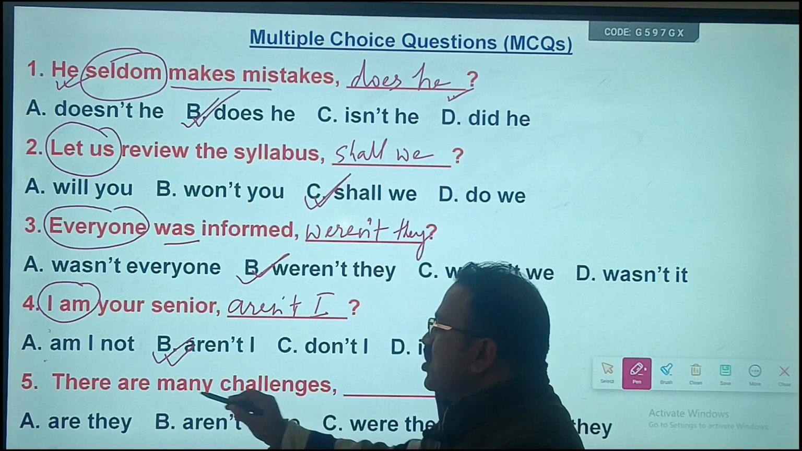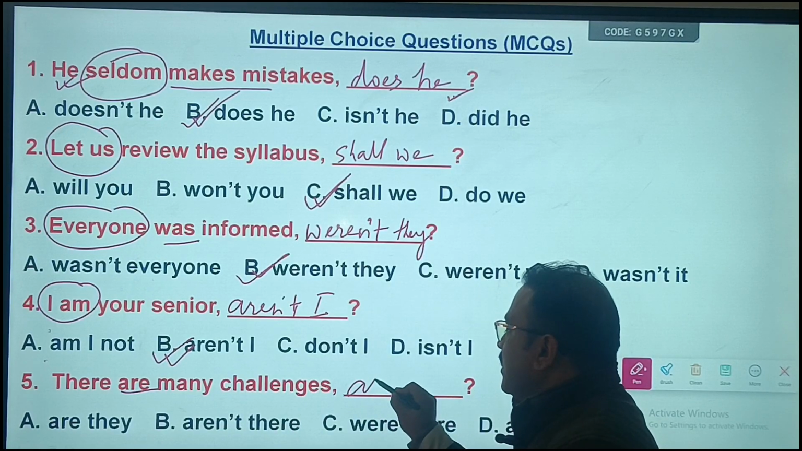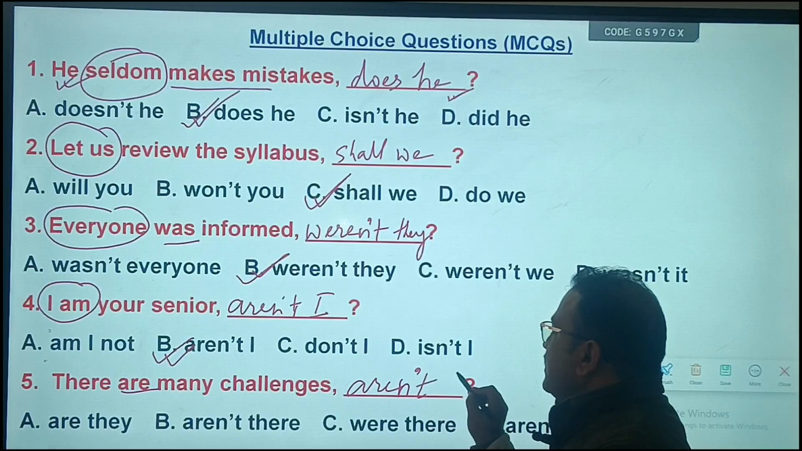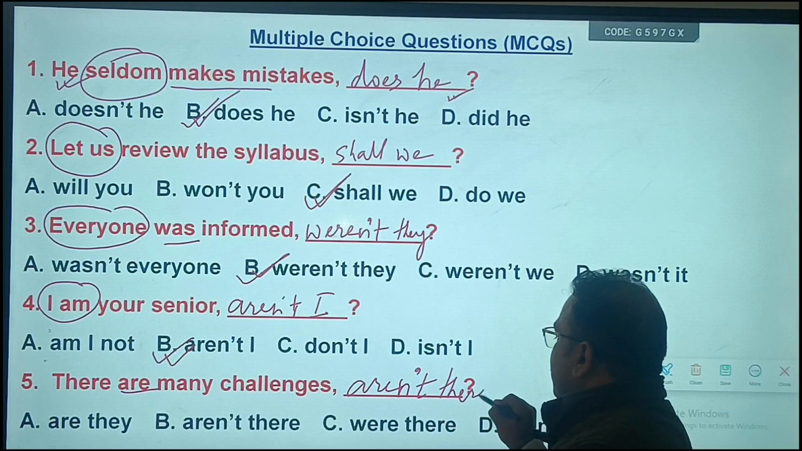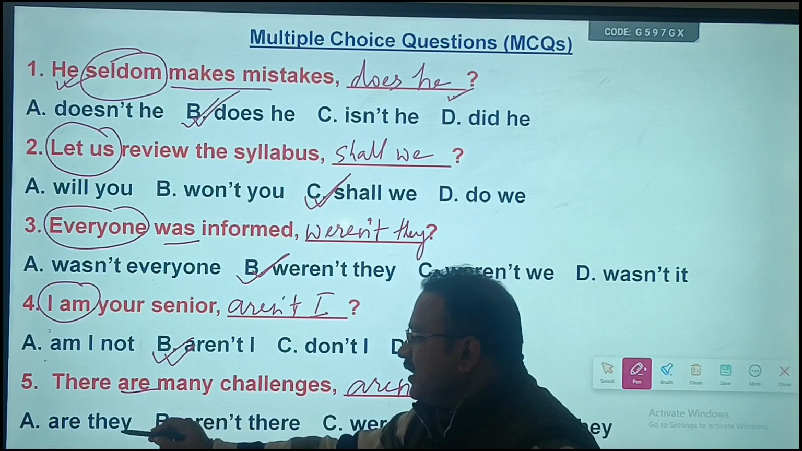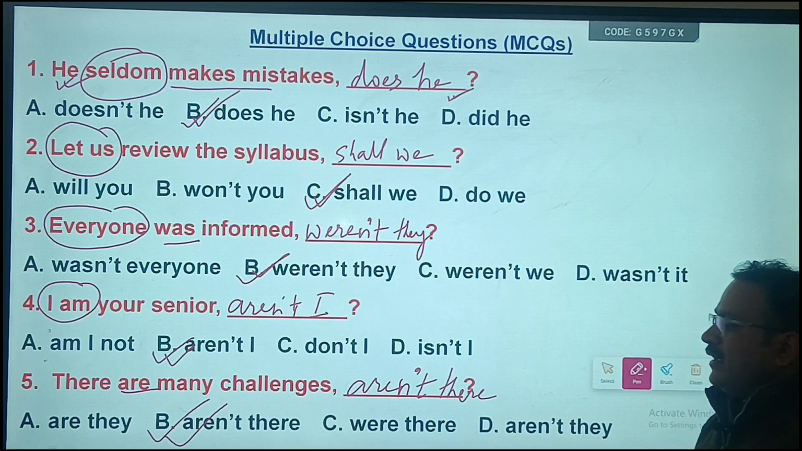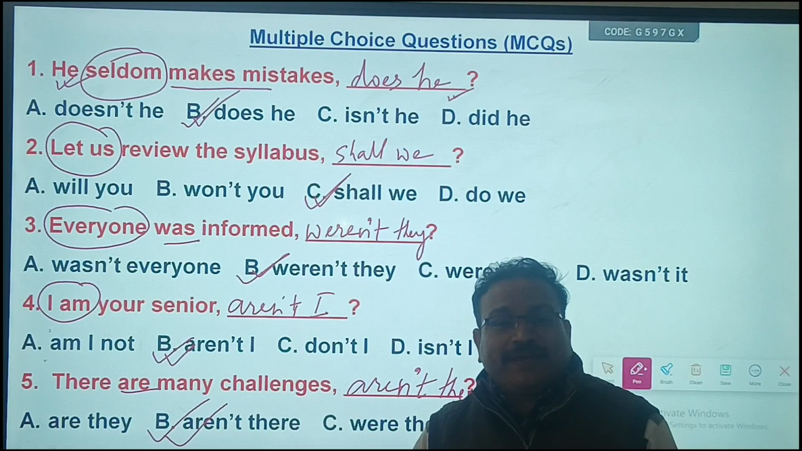There are many challenges. Very good. What is the helping verb? Are. What is the polarity? Positive. So, here the tag will be negative. Aren't. Now, what is the pronoun? There. So, aren't there? Or are they? No. Aren't there is the correct option. So this is all from the topic question tag.